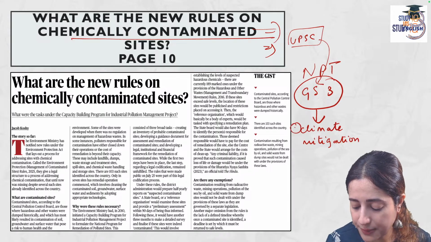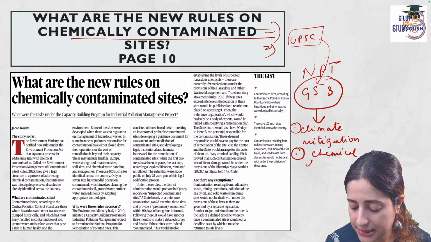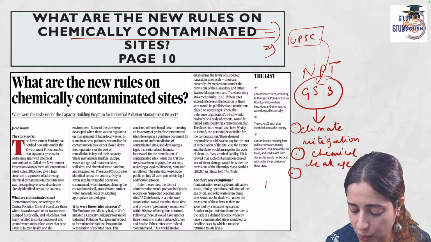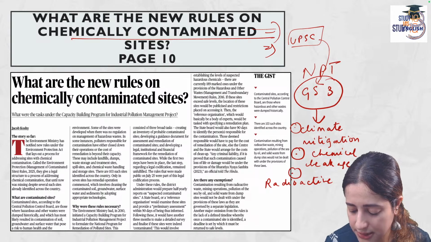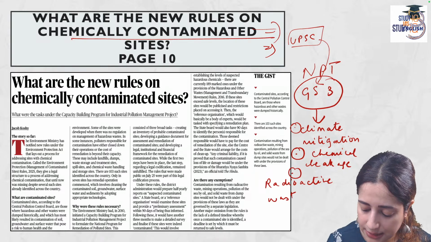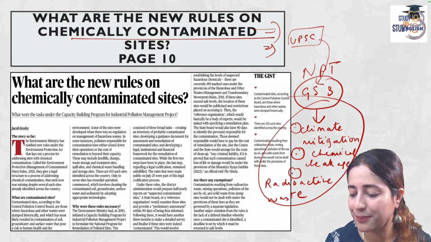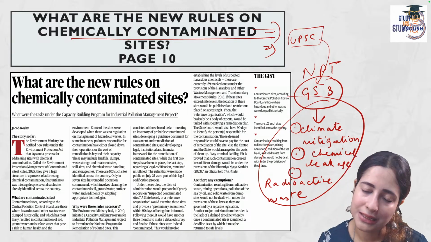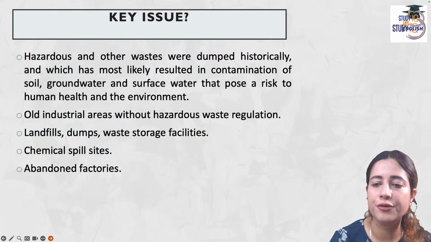Yes, we are talking about chemical gases leakage, and we are talking about radioactive waste, the pollution that it causes. Okay. So yes, this is Science and Tech GS paper 3. That's for the topic mapping. Now let's proceed with the main agenda of the article.